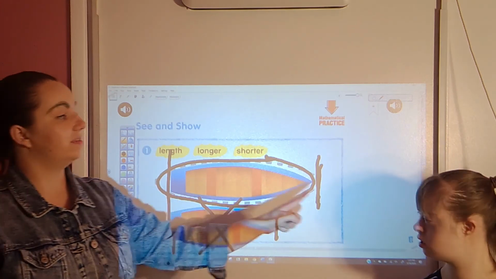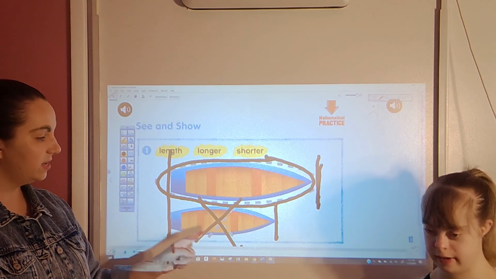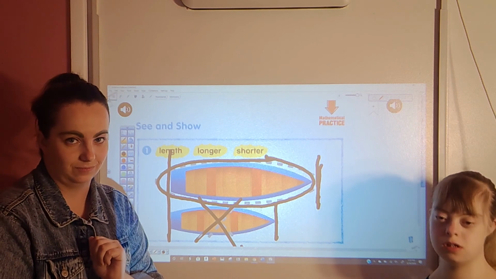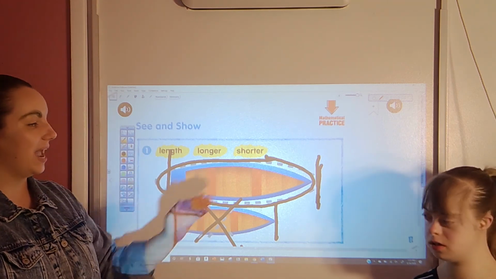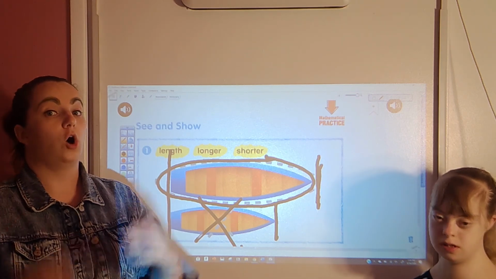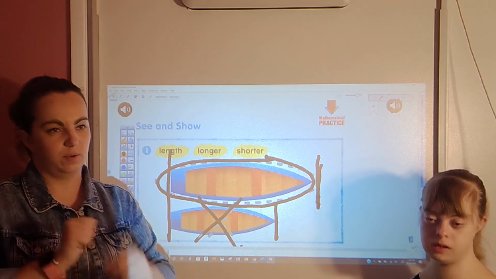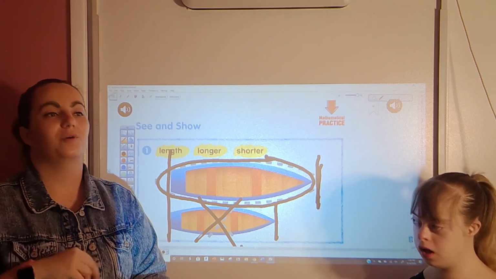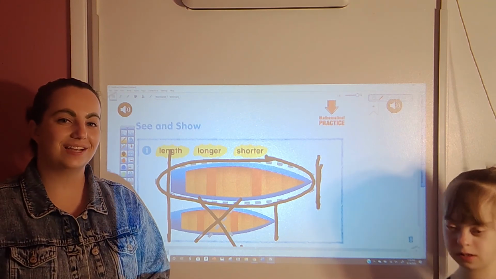The length of this boat is longer than this boat. This boat is shorter. It's not as long, it's shorter. Okay? We're going to continue working on some problems where we have to compare two objects. If an object's longer, we put a circle around it. If it's shorter, we put an X on it. If the two objects have the same length, we're going to underline them. Let's move right on to the next problem.